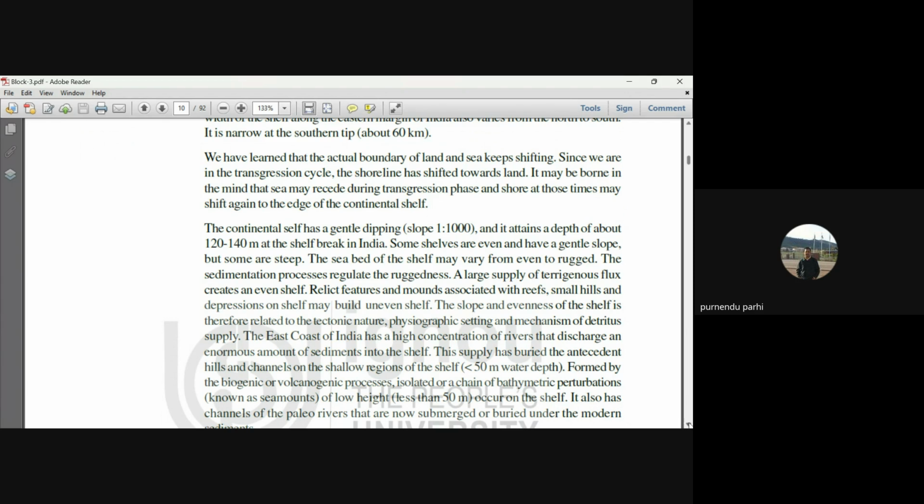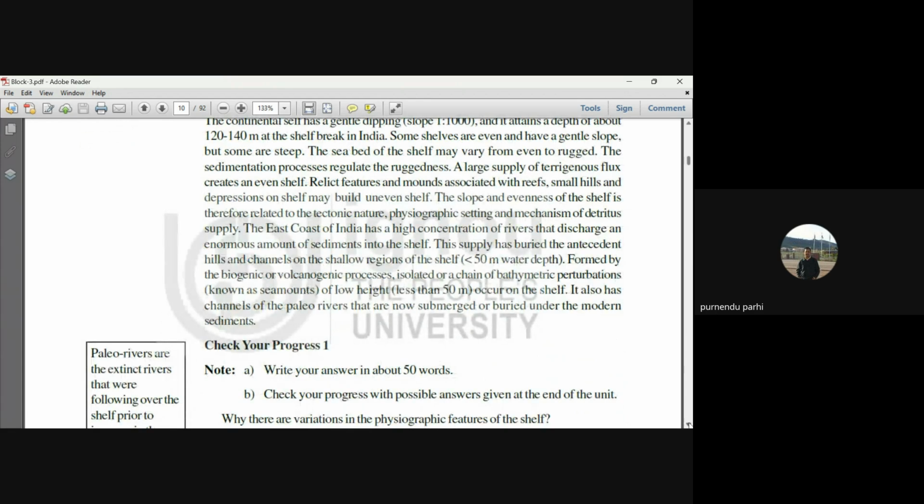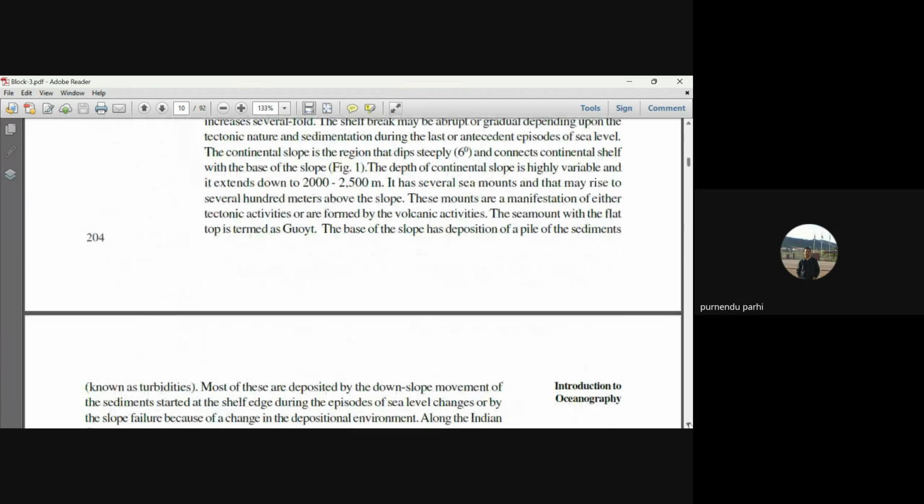The east coast of India has a high concentration of rivers that discharge an enormous amount of sediment into the shelf. The supply has buried the antecedent hills and channels on the shallow region of the shelf, formed by biogenic or volcanogenic processes. It also has channels of the paleo rivers that are now submerged or buried under the modern sediments.